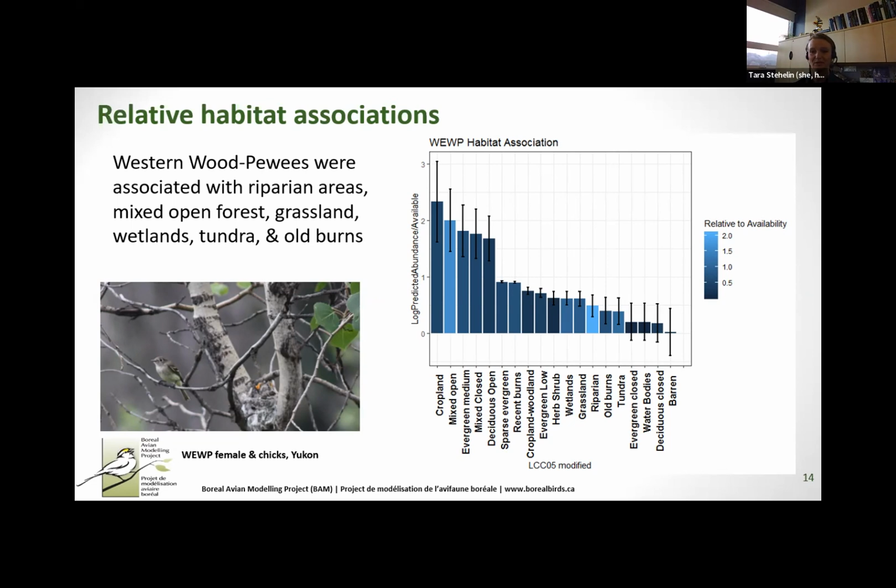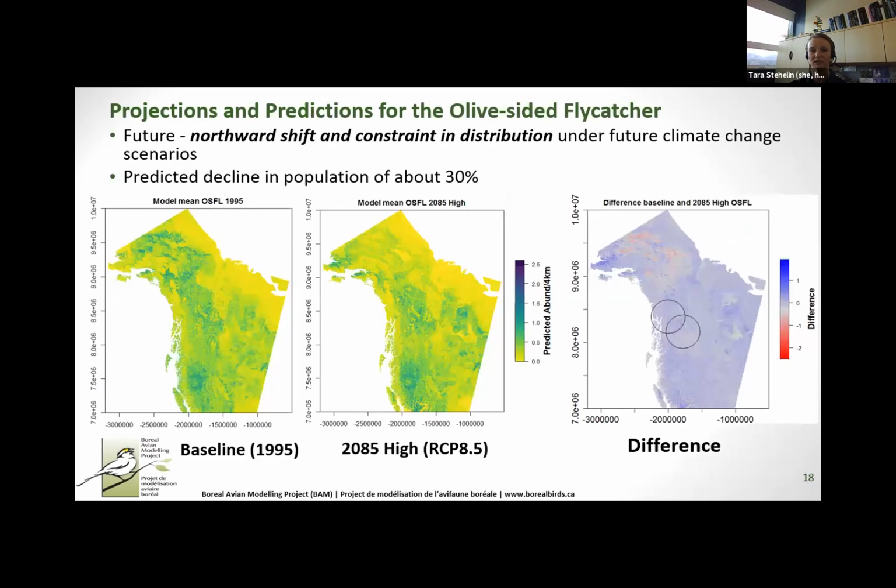So it's interesting, if we just look at predicted abundance, cropland actually comes out on top. But when we take into account the availability of other habitat classes, then they seem to be much more likely to be occupied, like old burns and riparian habitat and mixed open and things like that. So in general, it seems that heterogeneity in wet areas are very, very important, and multi-age trees.